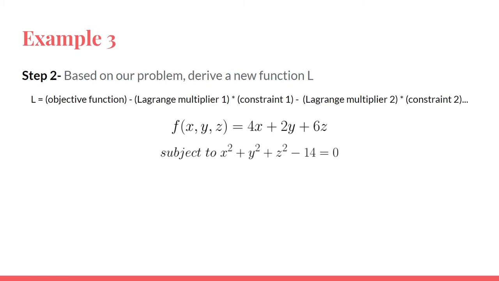We will then, based on our problem, derive a new function L. This function is given by the objective function and the constraints multiplied by the Lagrange multipliers. Our new function L is equal to 4x plus 2y plus 6z minus alpha 1 times x squared plus y squared plus z squared minus 14.